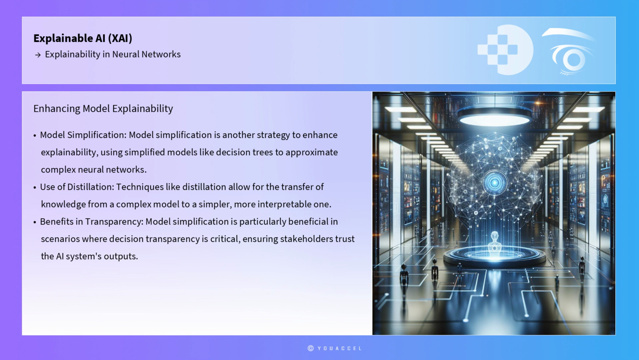This process involves training the simpler model to replicate the outputs of the more complex model, thereby retaining performance while gaining transparency. Model simplification is particularly beneficial in scenarios where decision transparency is critical, ensuring that stakeholders can understand and trust the AI system's outputs.